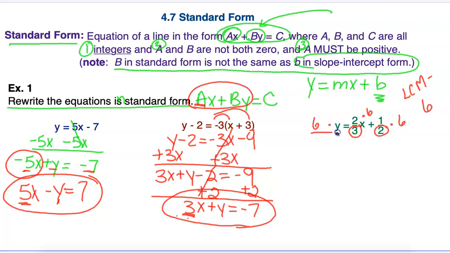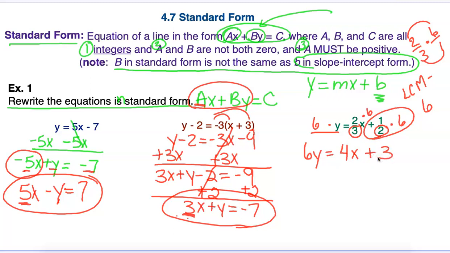If I take 6 times y, I get 6y. If I take 2/3 times 6, I'm going to write that up here so you can look at that. That makes 12 over 3, which is really 4x. And really, half of 6 is 3, so we can just put plus 3. Now I just need to get my x over on the left, so I'm going to subtract that and take it over to the left.